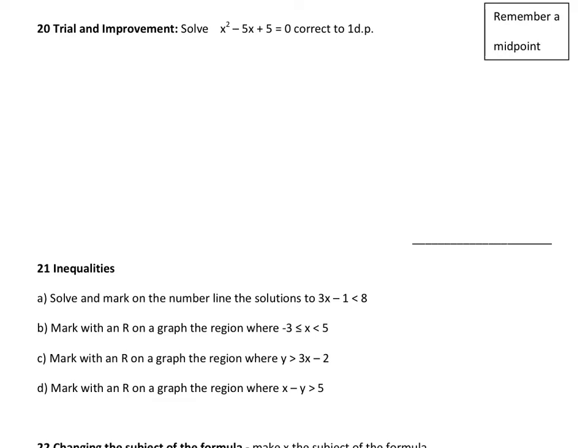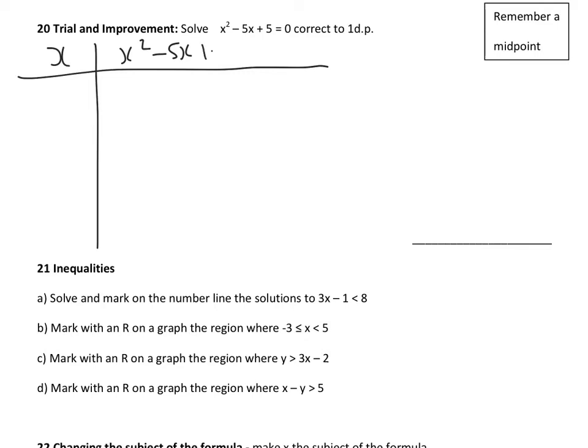Trial and improvement. To do trial and improvement, you need a table to work from, to be systematic. The first column is your x value, the second is your calculation, what you work it out to be, and the third is your comment.